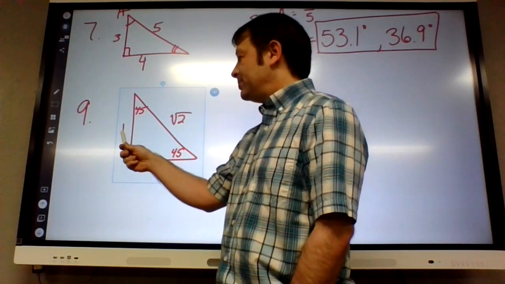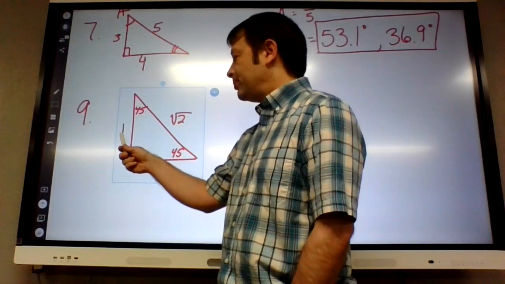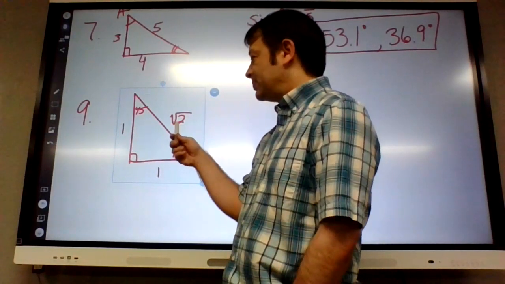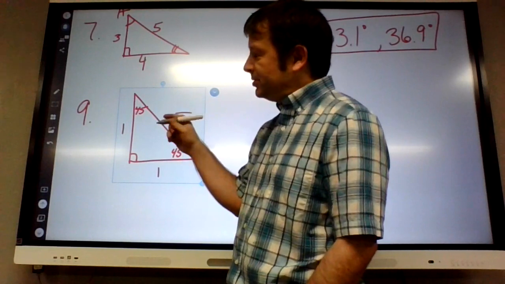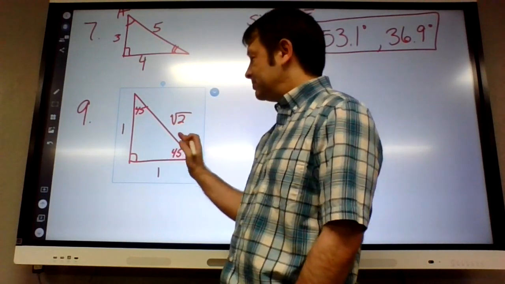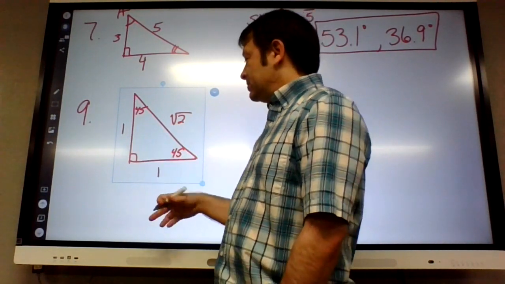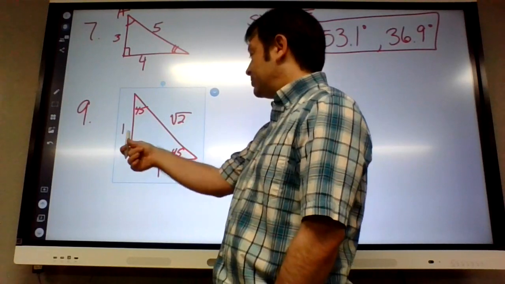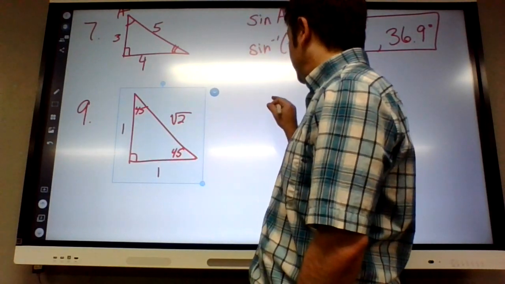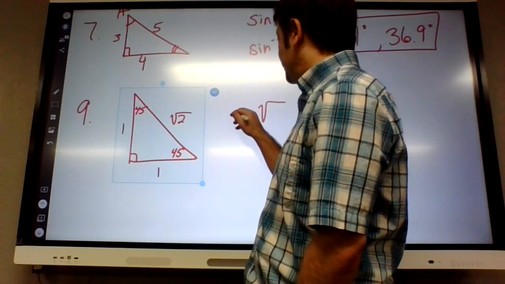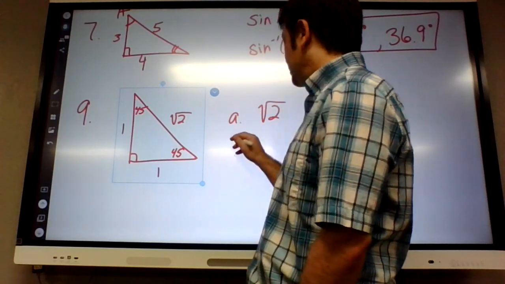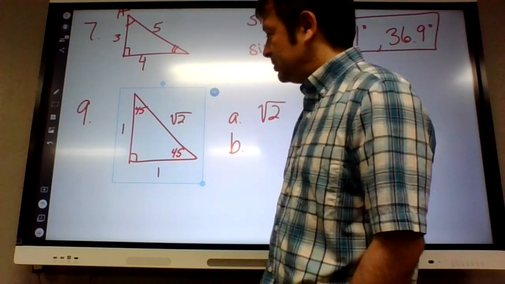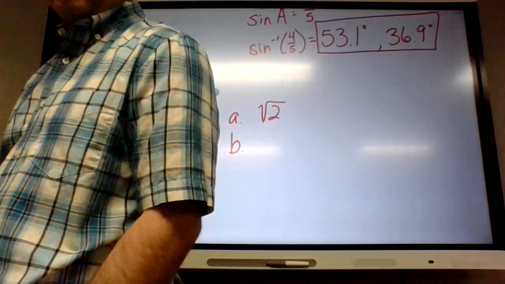So you could actually use Pythagorean theorem, 1 squared plus 1 squared equals c squared. Or you could use trig. You could do like sine of 45 equals 1 over x or whatever. But yeah, this is a special triangle. This is square root of 2. That would be the hypotenuse.